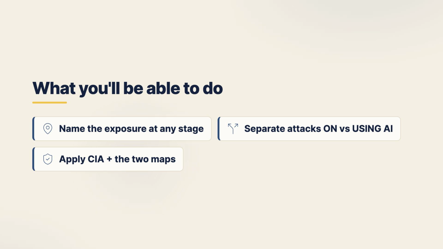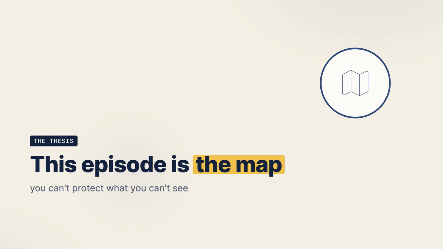Here's the thesis to keep in mind. SecAI Plus is, at its core, security architecture for AI plus framework fluency. You can't architect protection around something you can't see. So before any attack or any control, we draw the map. This episode is the map. The later episodes are the territory.